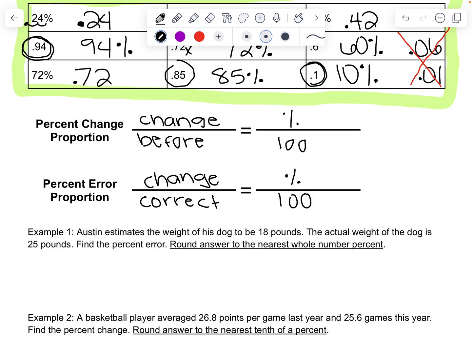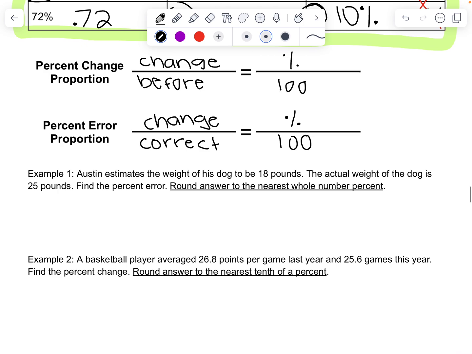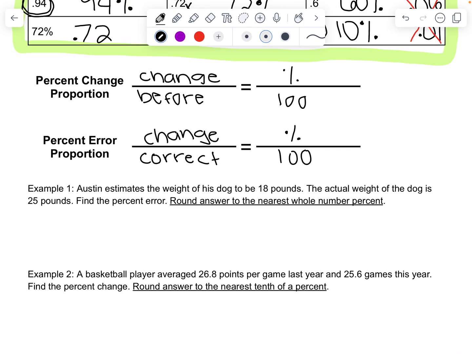We're going to go through 8 examples today. The first one says, Austin estimates the weight of his dog to be 18 pounds. So he doesn't know that his dog is 18 pounds. He's just estimating that it's 18 pounds. However, he finds out the actual weight of his dog is 25 pounds. We need to find the percent error. So we want to know by how much he was off.